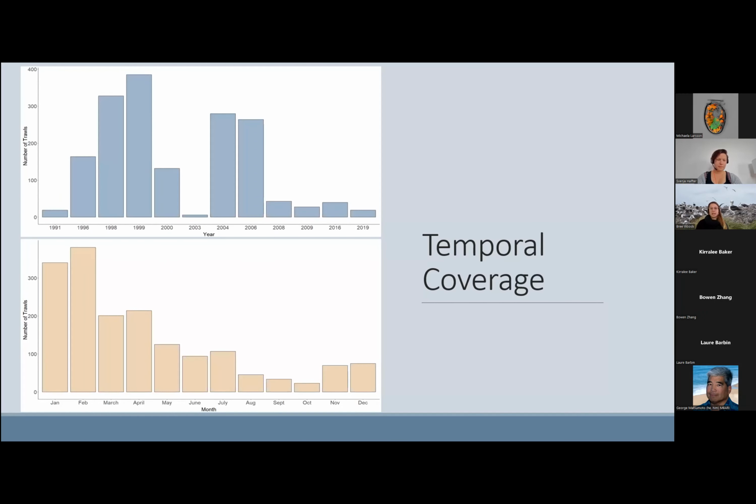And looking now to the temporal coverage within the data set. As you can see, on the X we've got time, and on the Y we've got the number of trawls. And so the data span from 1991 to 2019. And as expected, most of the data are from the summer months. So about 76% of the net hauls within Myctobase are for summer.